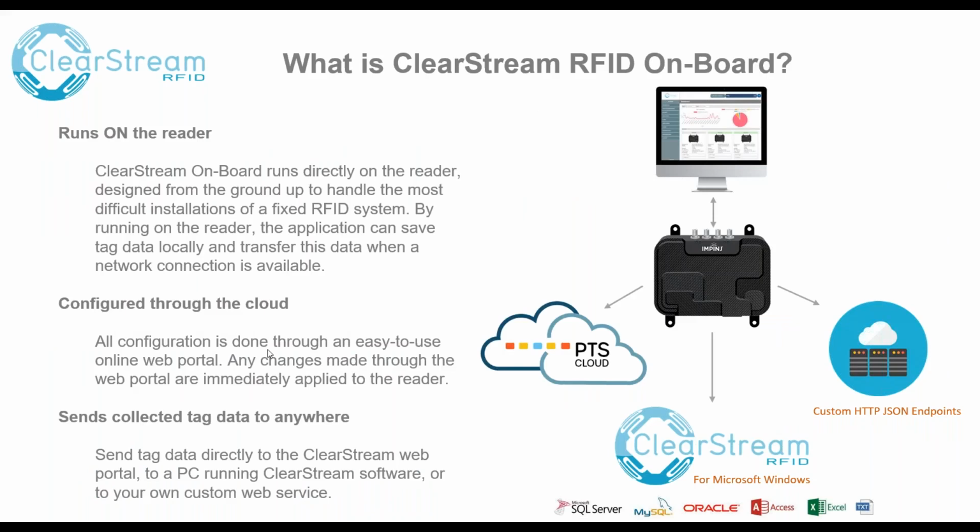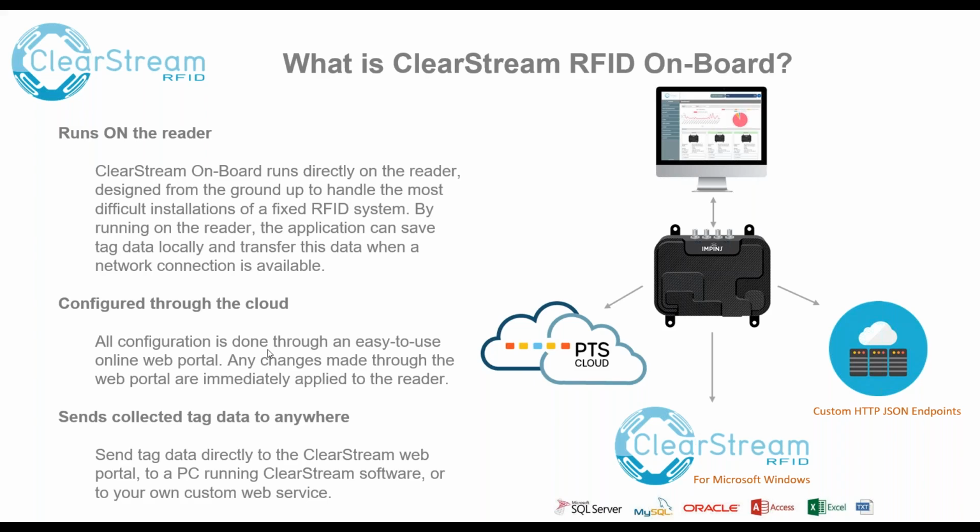And here, just to talk a little bit about what ClearStream Onboard is and how it's different than ClearStream, our server-based application, is that it runs on the reader. So the application is actually installed directly on the R700 device and runs on the device. It's always running, it's always collecting tag data, those tag events, and then sends that data back to your pre-existing system when it has connectivity. It's completely configured through the cloud. You can configure this on a mobile device, really anywhere out in the field, and you can see the status of your readers.